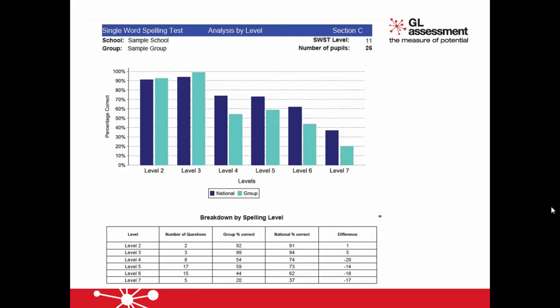Now we move on to look at the results by spelling level, again with comparison against the national average. We can see the number of questions at each level and a comparison showing the percentage that the students got correct.